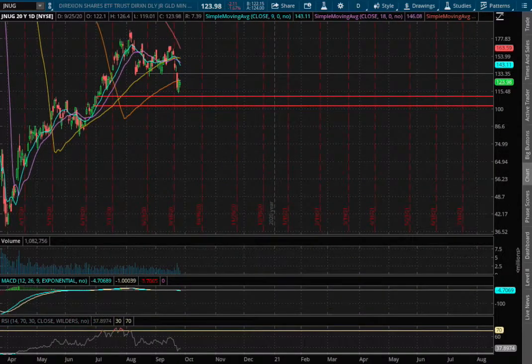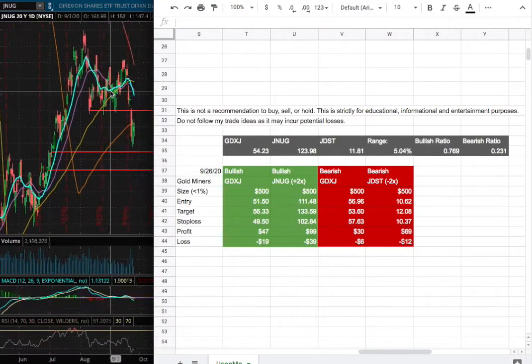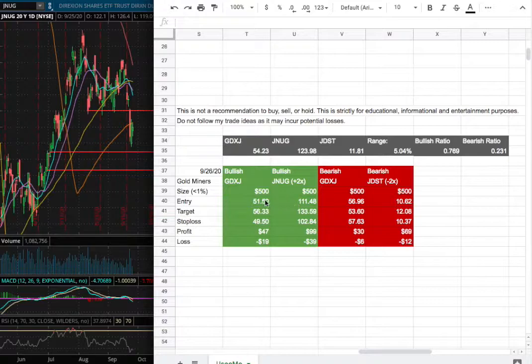So for my trade idea of the week, my position size is going to be less than 1% of my portfolio. My entry will be at $111.48, which is this range right there. And my sell target for my long positions at $133.59, and that is that range there. And that coincides with past support levels. And since we're below support levels, that now act as our resistance to the upside.